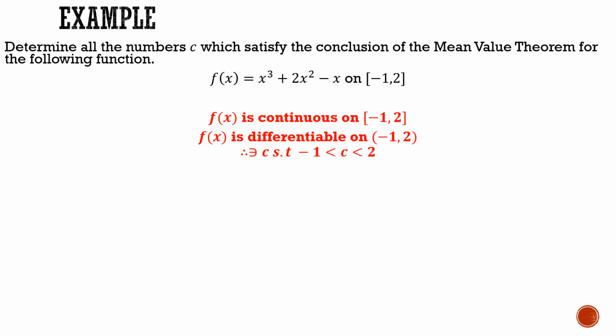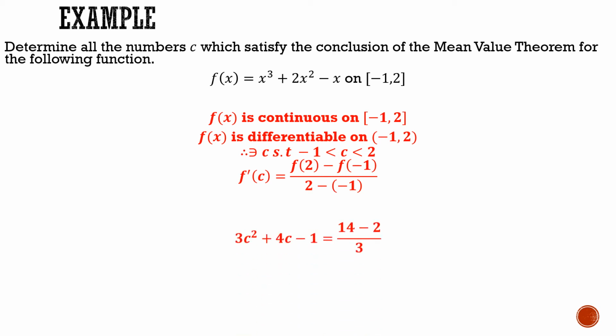between -1 and 2. And I know that the derivative at c has to equal the slope from -1 to 2. So f prime of c must equal f of 2 minus f of -1 over 2 minus -1. Now, first finding the derivative of my function at c, I get 3c squared plus 4c minus 1. And then finding f of 2 and f of -1 for my slope side, or my right side of the equation, I get 14 minus 2 over 3.